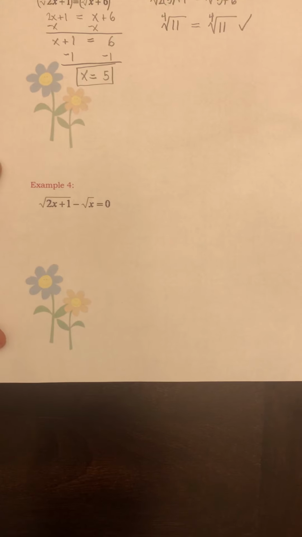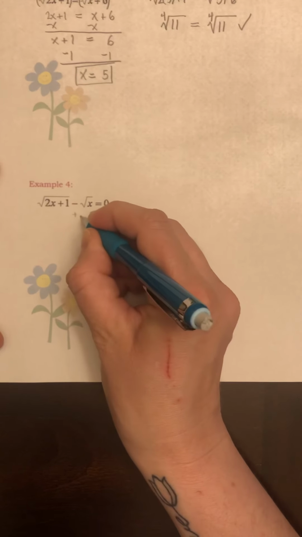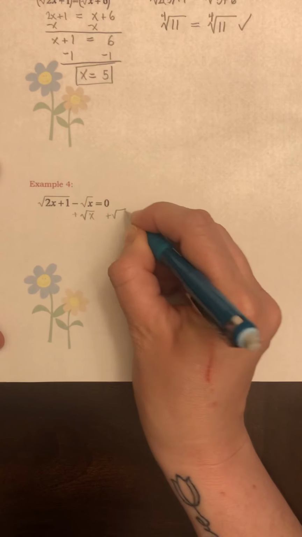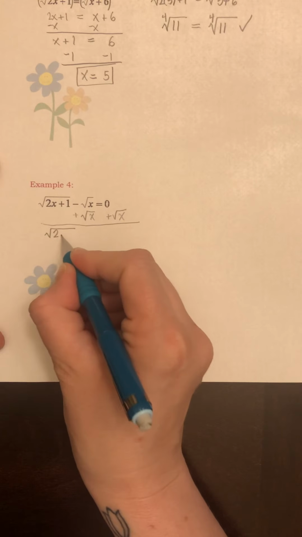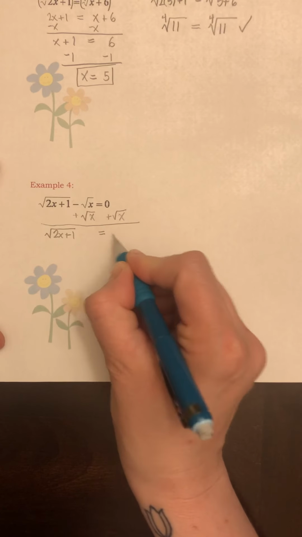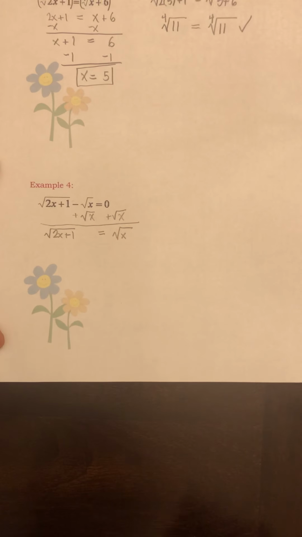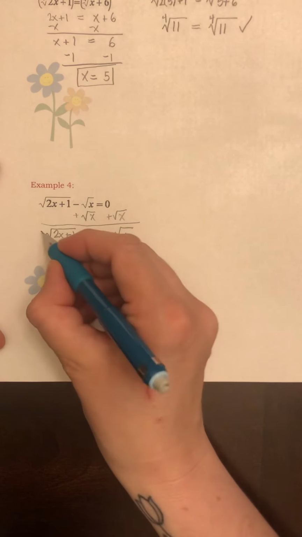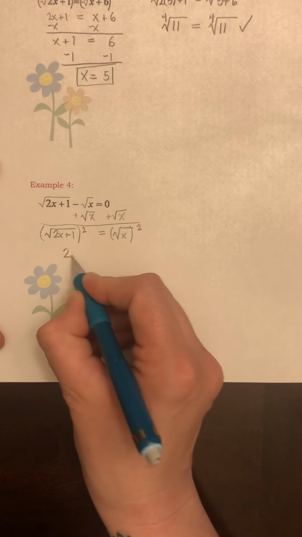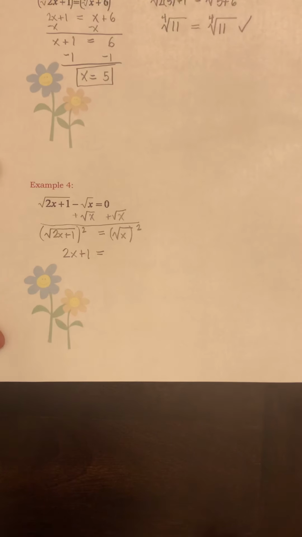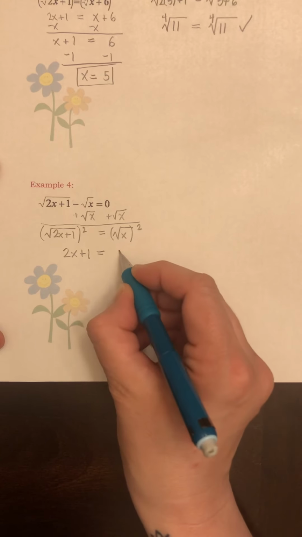All right, 2 more examples, and then we're done, y'all. Okay, so next one, I have 2 radicals on one side. I'm going to move the one that has the minus sign in front of it. So I'm going to add it to each side. So I have the square root of 2x plus 1 equals the square root of x. So now that I have a single radical on each side, I'm going to square both sides since the index is an understood 2. And so now I have 2x plus 1, because remember the radical and the squared, they're going to cancel each other out. Same thing's going to happen on the other side. I'm going to be left with an x.